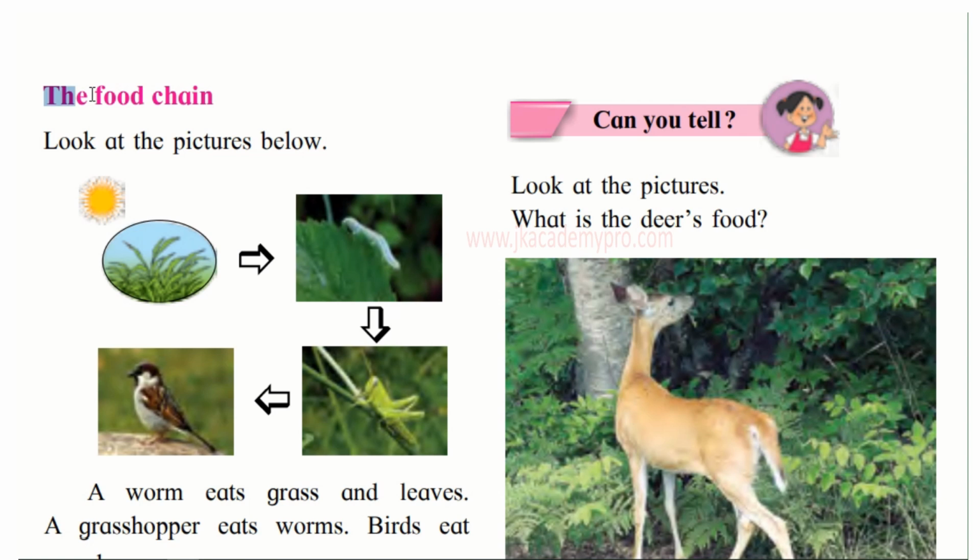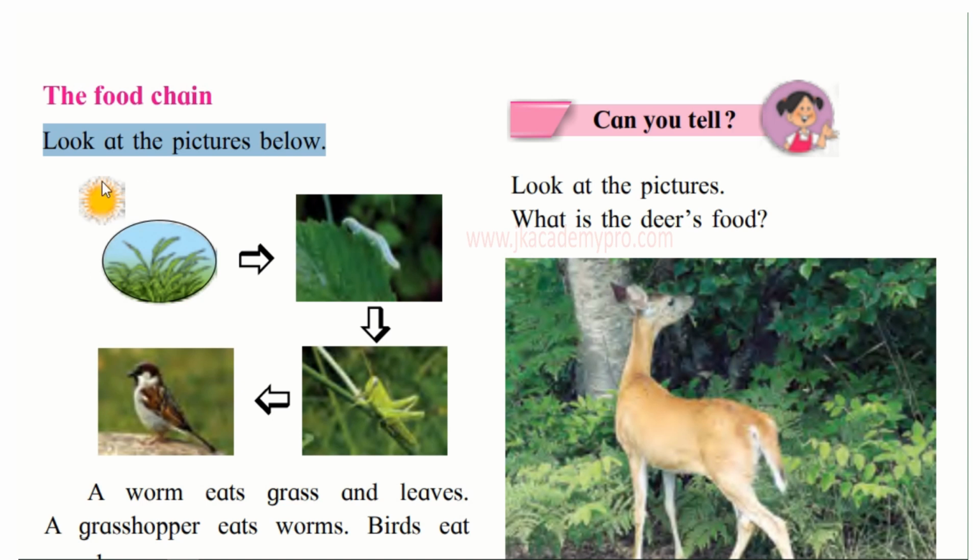Now let us understand what a food chain is. Now for this, look at the pictures given below. There is a set of four pictures given. In the first picture, we see the sun and the plants. Then in the second picture, we see the worm. In the third picture, we see the grasshopper, and then we have the bird.